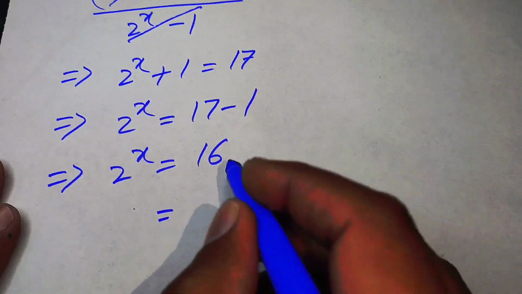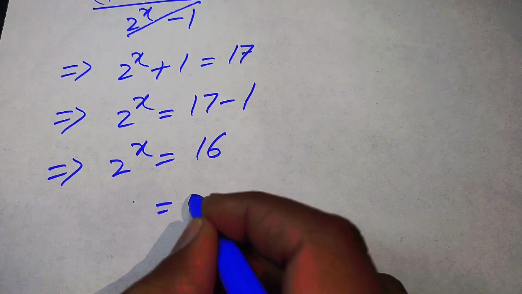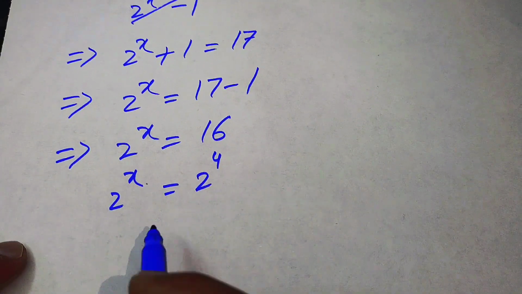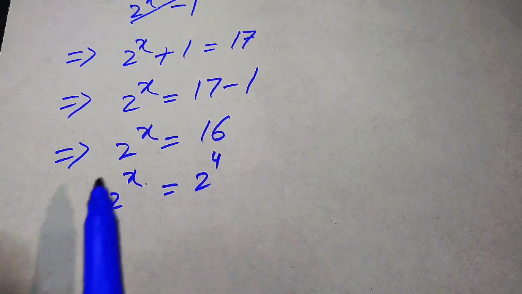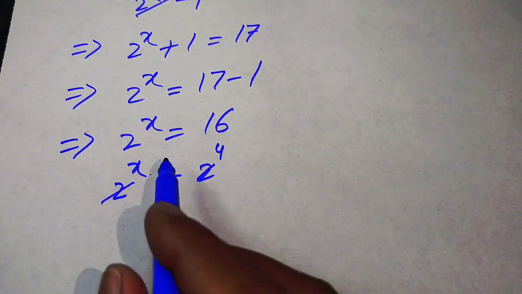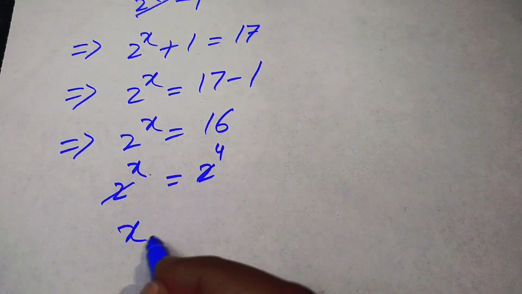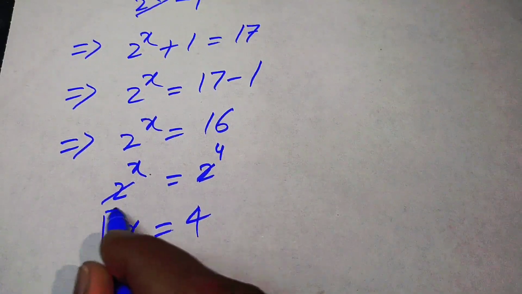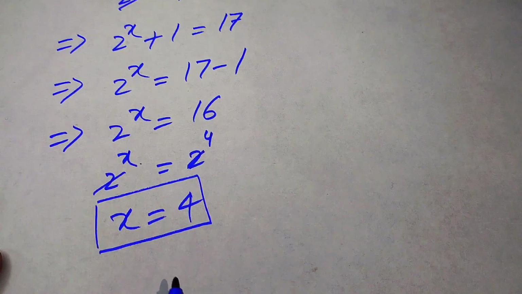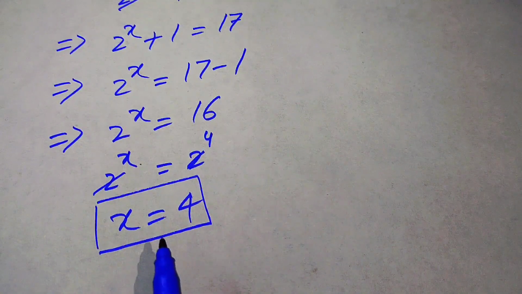So we write 16 as 2^4, and here we have 2^x. When we compare both sides, these bases are the same, so they are gone, and we obtain x equal to 4. So this is our final answer, and thank you so much for watching this video.